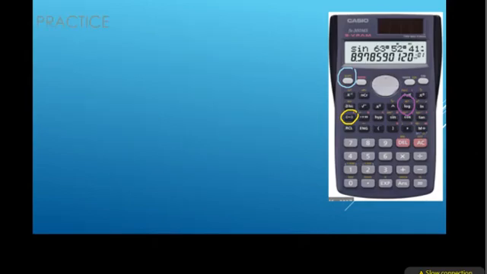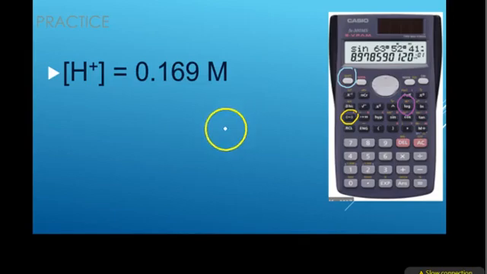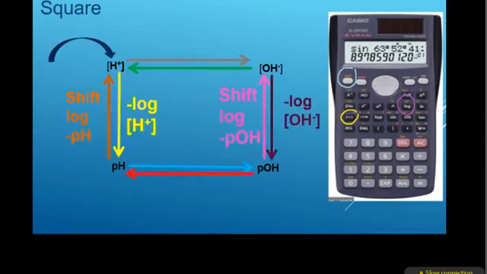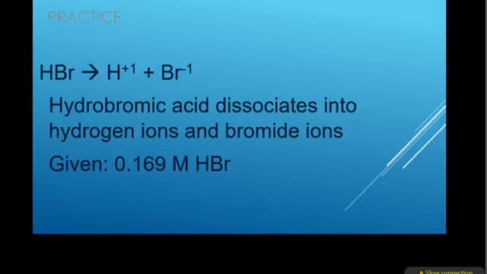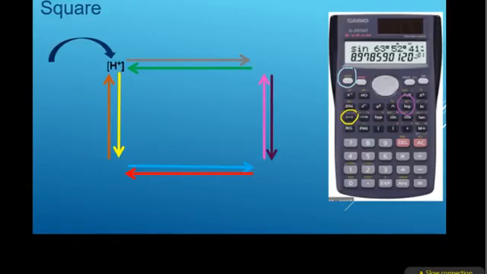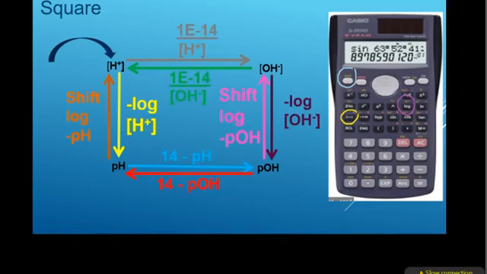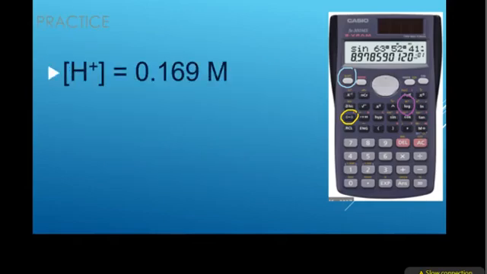Okay, so your hydrogen ion concentration was 0.169. Why is that? Because hydrogen bromide is one of your strong acids. So you get to jump right into the square. Hydrogen ion concentration equals molarity.